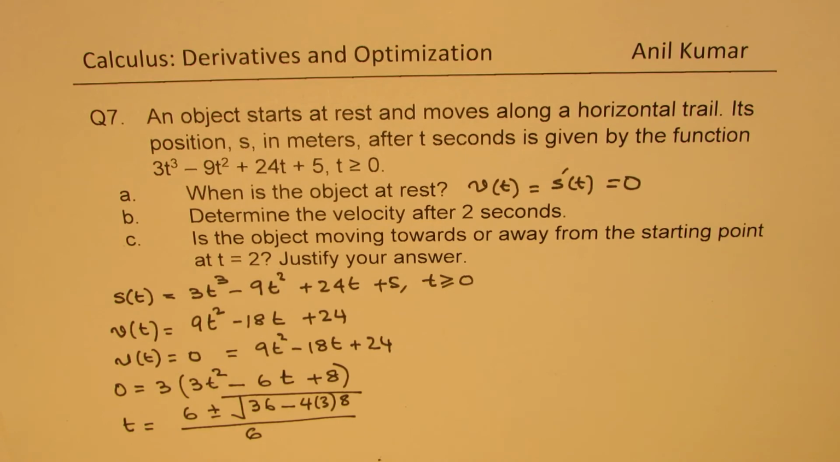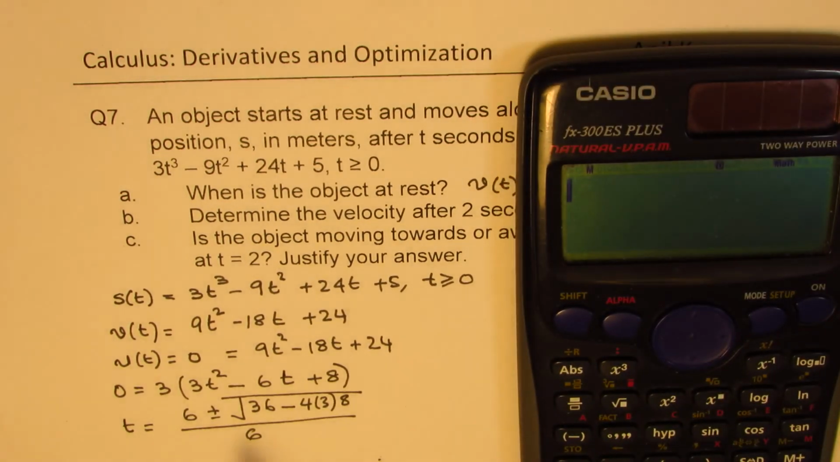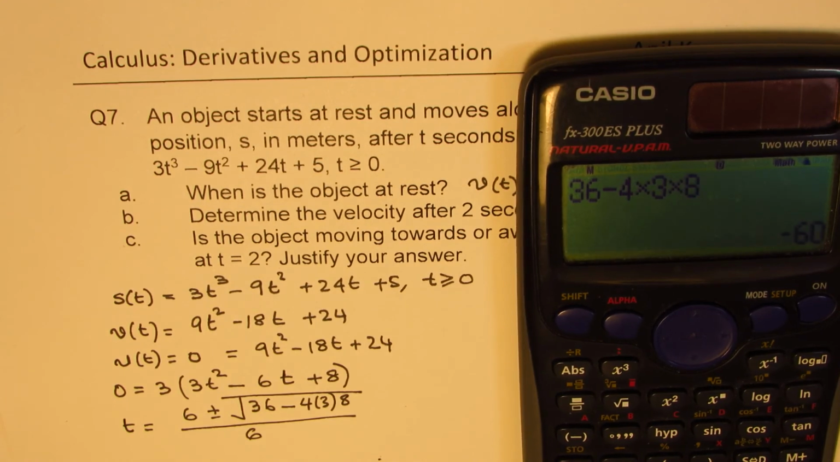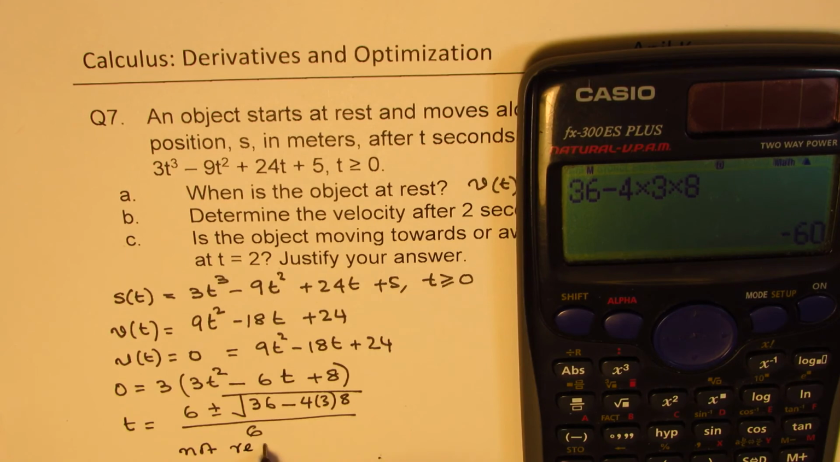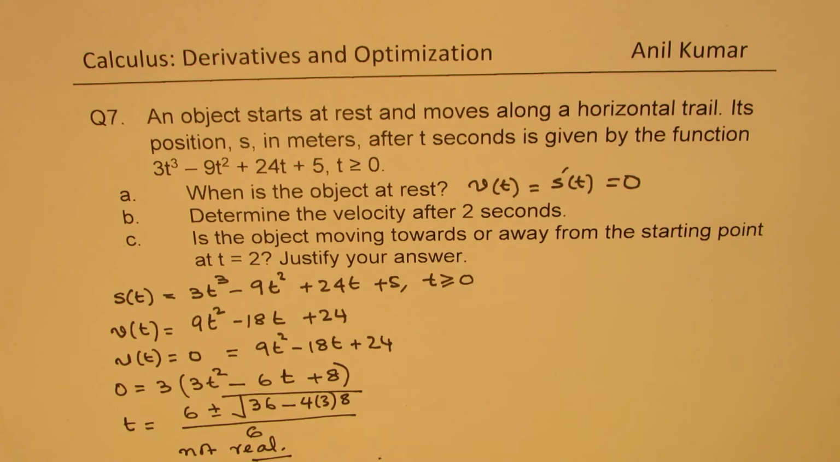Okay, so that is what we need to calculate. Within the square root, we have 36 minus 4 times 3 times 8, which is a negative quantity. So this is not real, right? Clearly 4 times 3 times 8 is 96, and that is larger than 36, so the discriminant is negative and the roots are not real. So the object is never at rest.